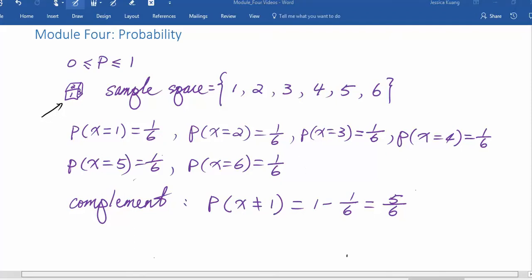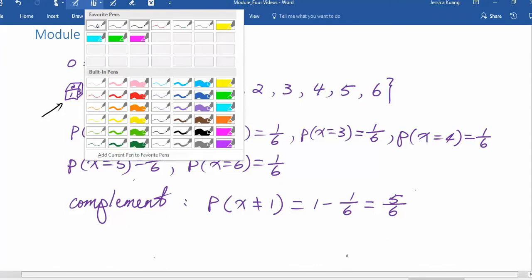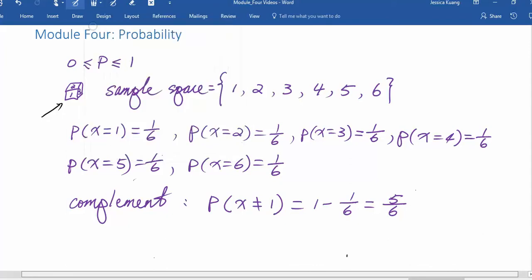Collectively, the probability of getting any integer between 1 and 6 is going to be 1, because you have to get a number, isn't it? So how do I get 1? I sum everything up. And also, I use the logic that when I roll a fair die, I have to get a number between 1 and 6.